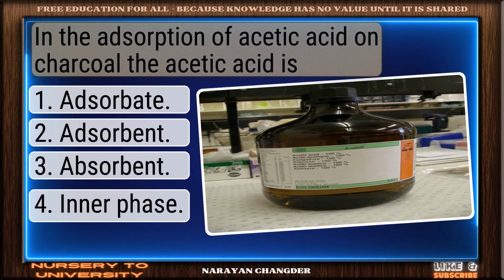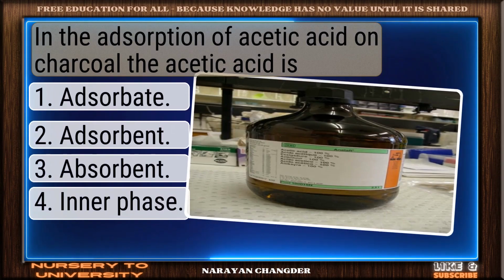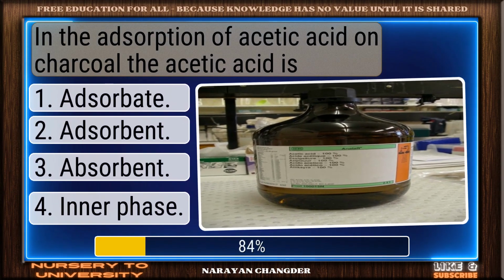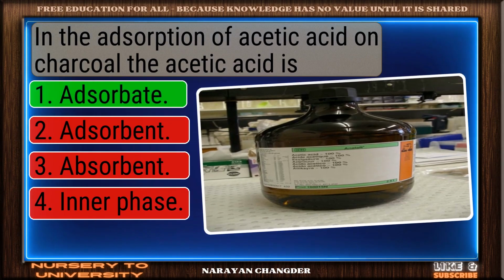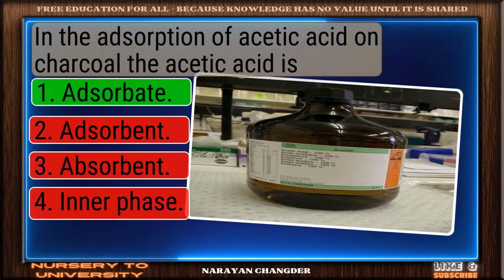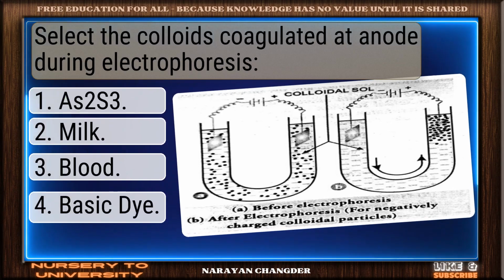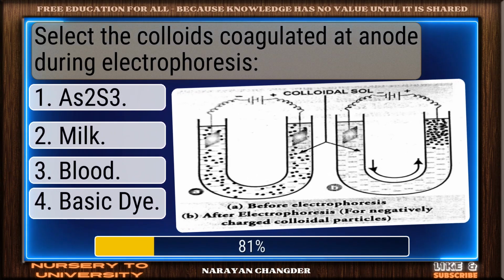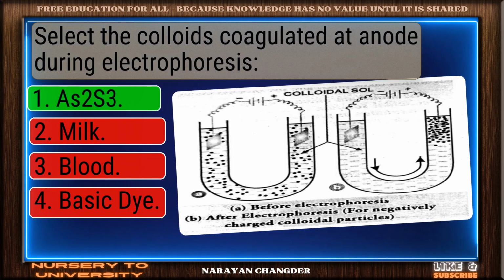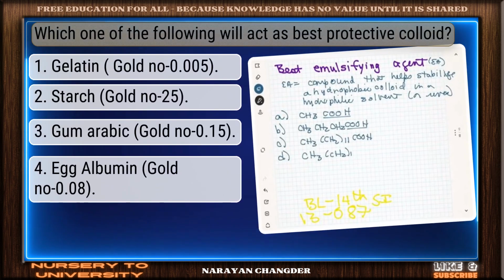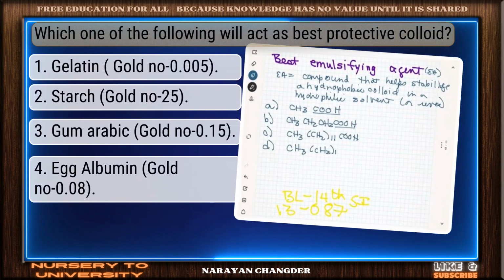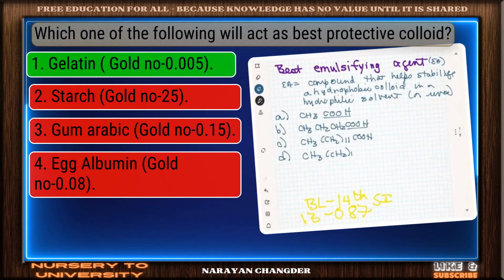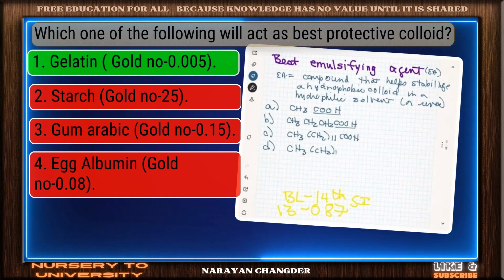In the adsorption of acetic acid on charcoal, the acetic acid is... Good thinking. Adsorbate is the right answer. Select the colloids coagulated at the anode during electrophoresis. As2S3 is the answer. Which one of the following will act as the best protective colloid? Smart move. Gelatin is an accurate answer.